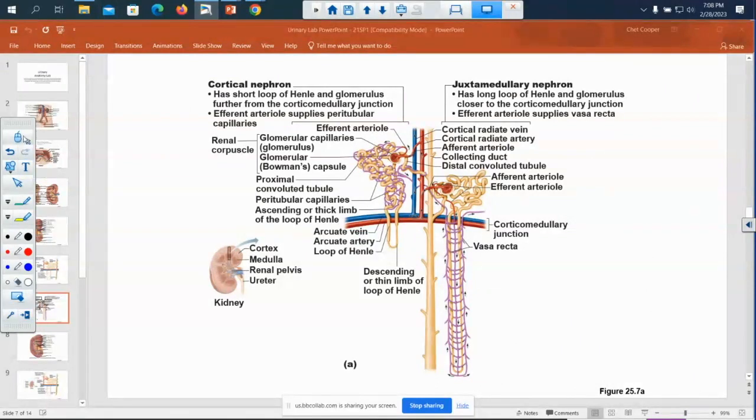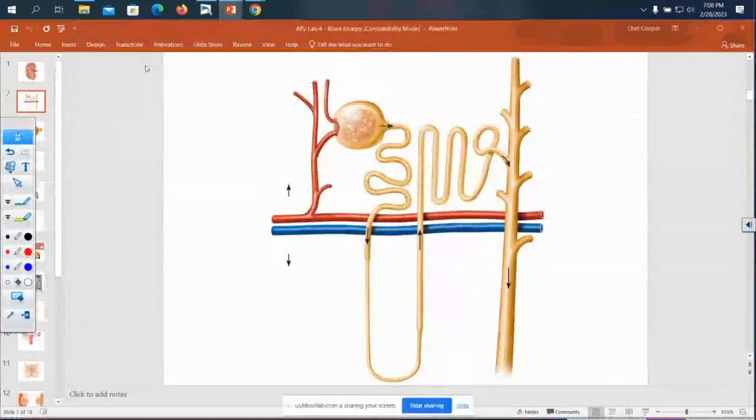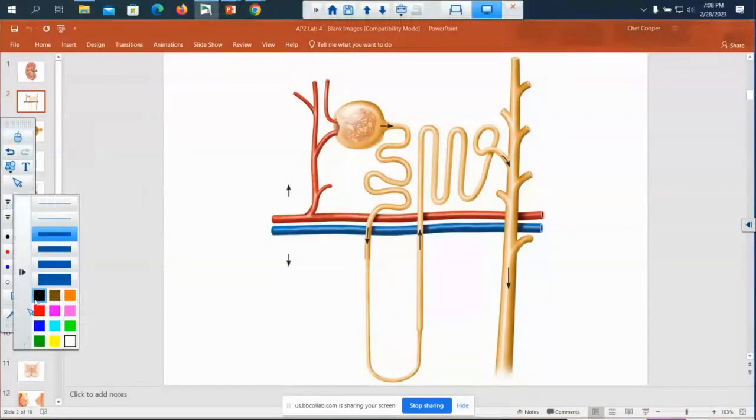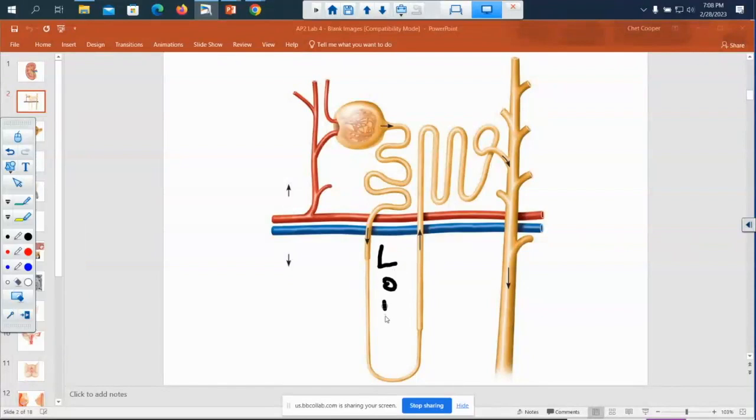So at this point, it's kind of fun to go back to the first picture we did of the nephron. And hopefully you'll see how easy this is. Let's see if we can do it. I'm going to be crazy and go out of order. What's this called? All right. What letter should I put here? G. For? Glomerulus. Okay.